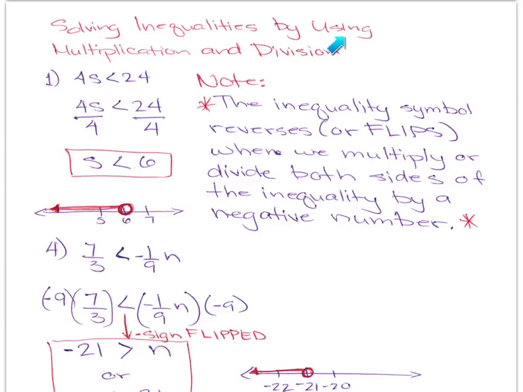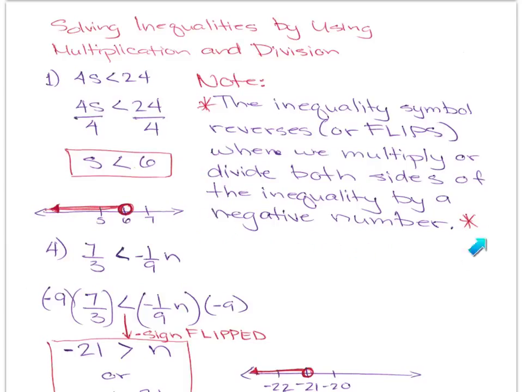Now we're solving inequalities using multiplication and or division. So problem 1 is a very simple one. We have 4s is less than 24. We want s isolated by itself. So we're going to divide both sides by 4. s is going to end up less than 6.